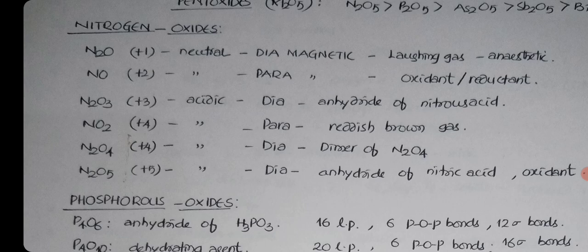N2O5 is the anhydride of nitric acid. It can be prepared from HNO3 by using any dehydrating agent like P2O5 or P4O10. So oxidation states are gradually increasing from +1 to +5. As the oxidation state increases, the acidic character also increases.